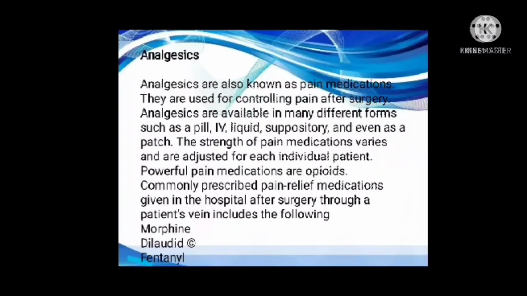So there are also other types of medication like analgesics. Analgesics are also known as pain medications. They are used for controlling pain after surgery. Analgesics are available in different forms such as pill, liquid, suppository, and even as a patch. The strength of the pain medication varies and is adjusted for each individual patient.